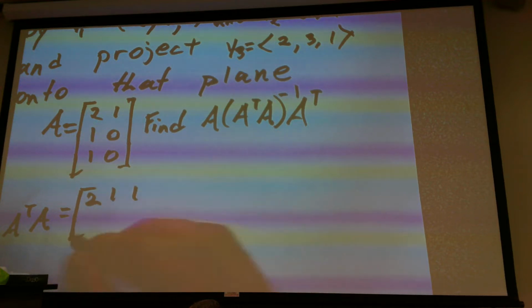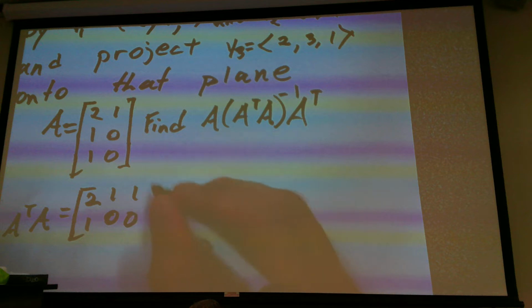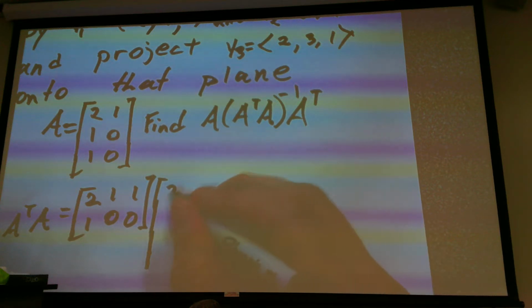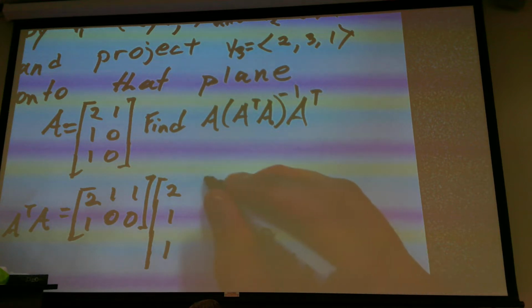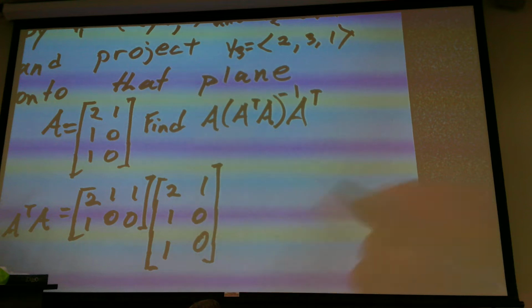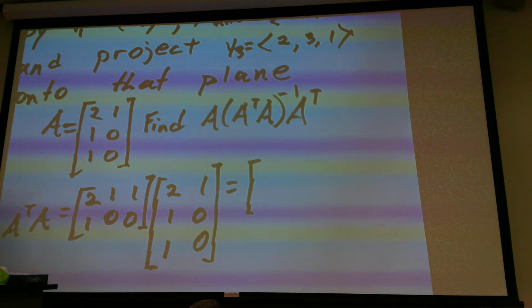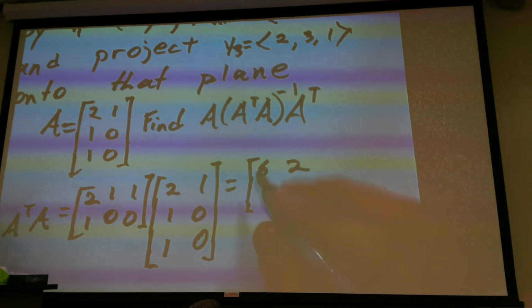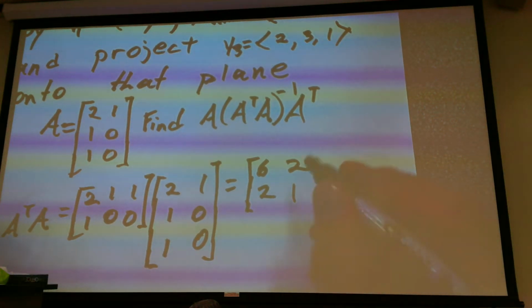Two, one, one, one, zero, zero. That's 2, 1, 1, 1, 0, 0. So 2, 1, 1 acting upon that is going to be 4 plus 1 plus 1, which is 6. 2, 1, 1 acting upon the other one is going to be a 2. 1, 0, 0 acting upon that one is going to be a 2. And the last one is going to be a 1. Okay, so we found A transpose A.